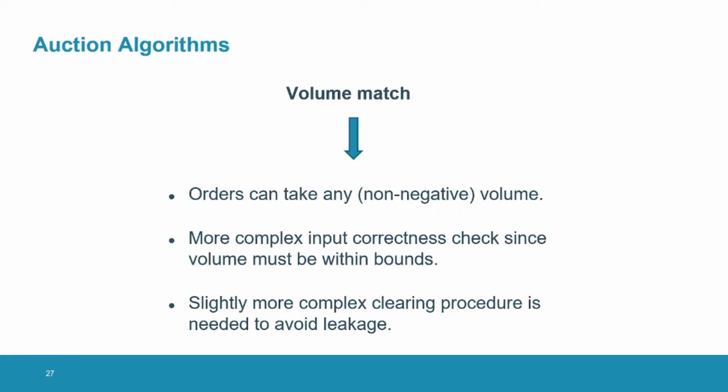And this is required because we are working over finite fields, and so we do not want overflows to occur. To prevent this, we will actually enforce an upper bound on the volume of the orders, but this upper bound is high enough that investors can still submit orders of very high volume. And then we also have a slightly more complex clearing phase, and I'll explain that later on with an example.